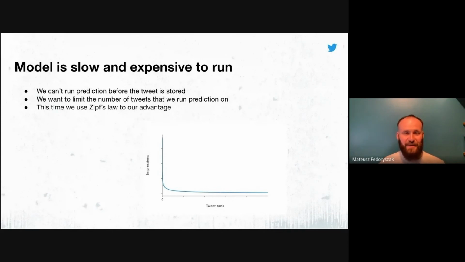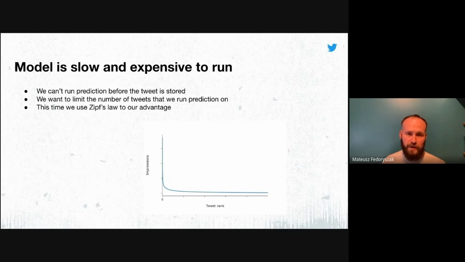And this time we need to talk about Zipf's law, but now we're going to take it to our advantage. Basically, when you look at the number of impressions a tweet gets, there is a small number of tweets that get a lot of impressions, and then a long tail of tweets that are many but not so popular. So maybe we can focus these powerful models only on that small fraction of tweets that are most popular, most important for us.